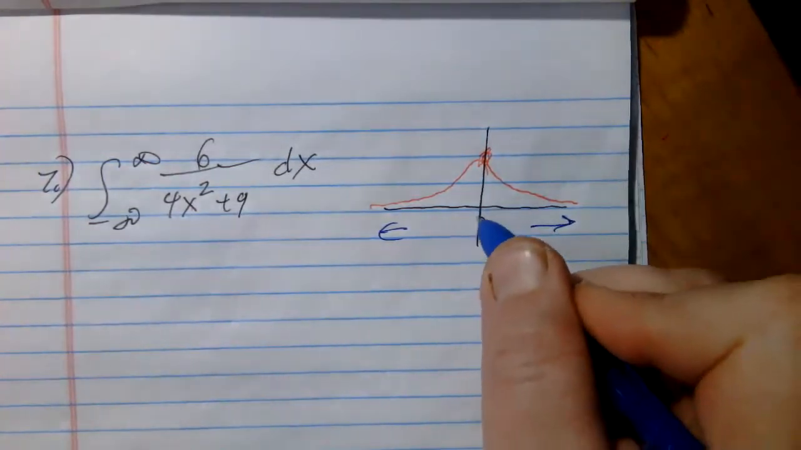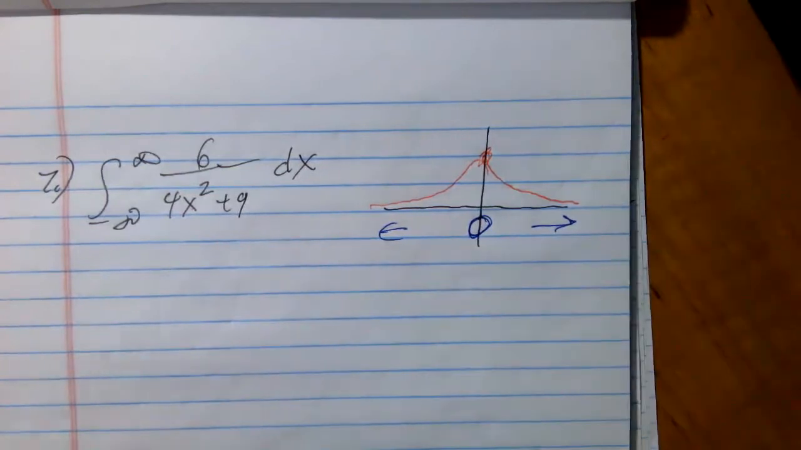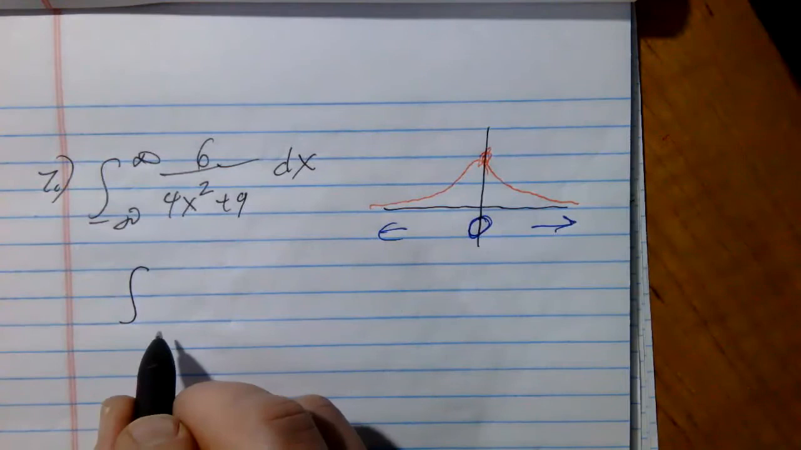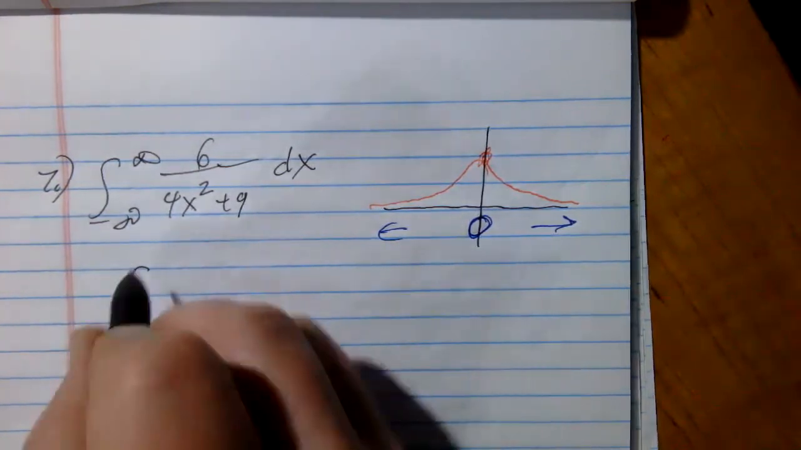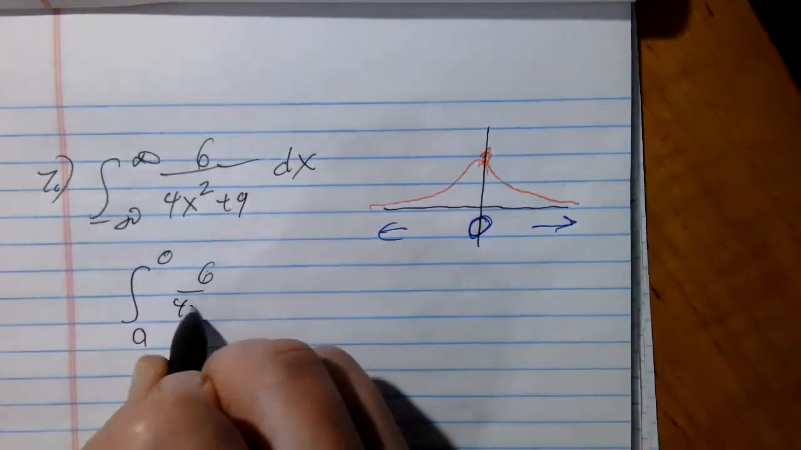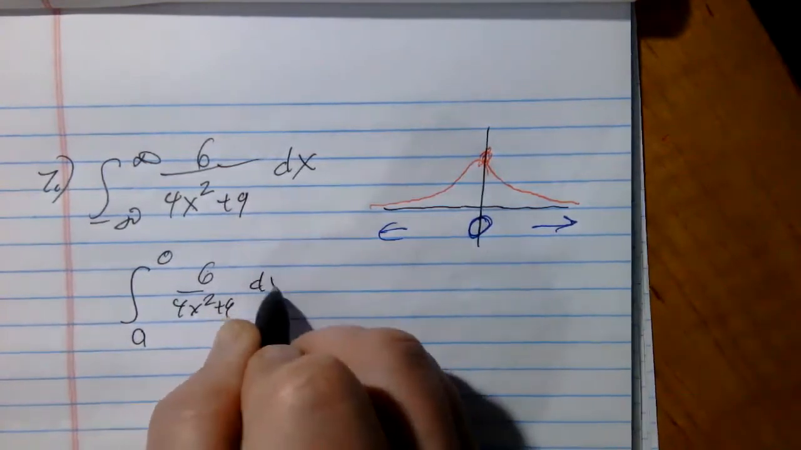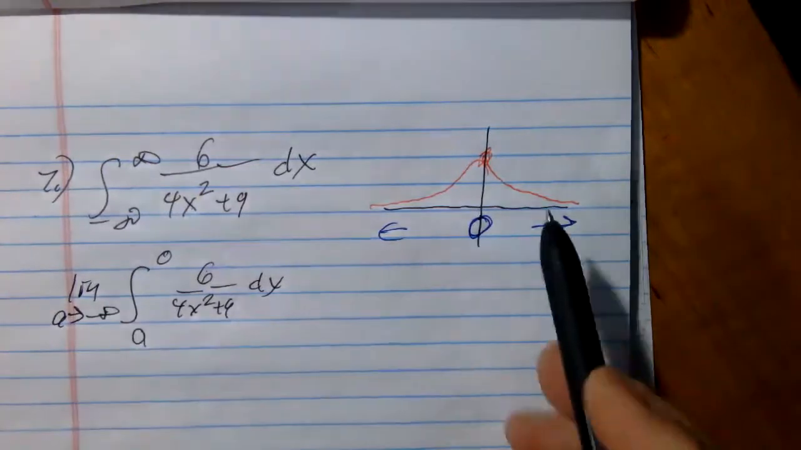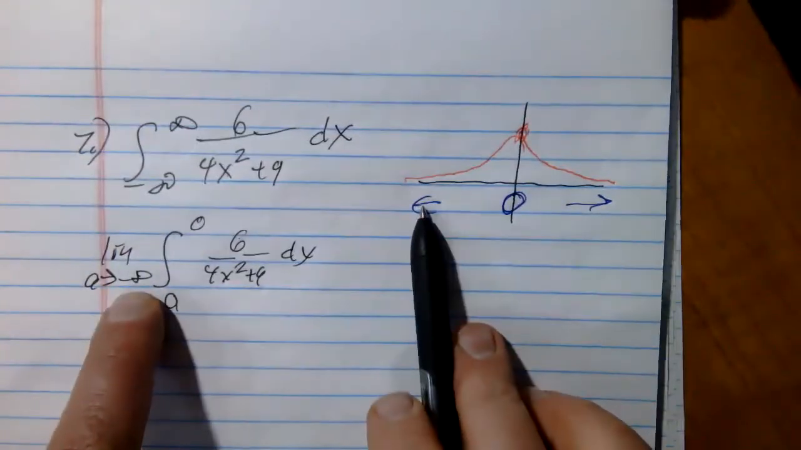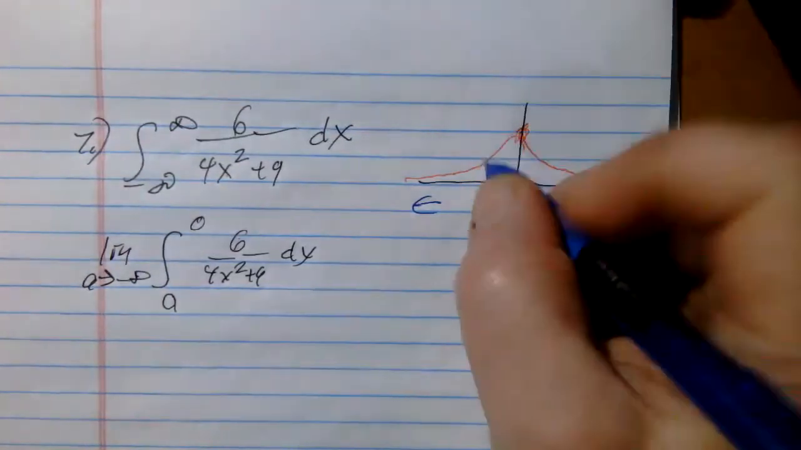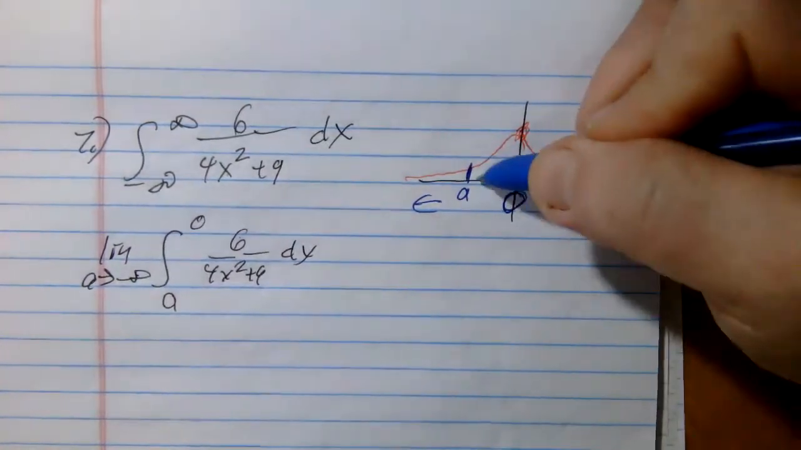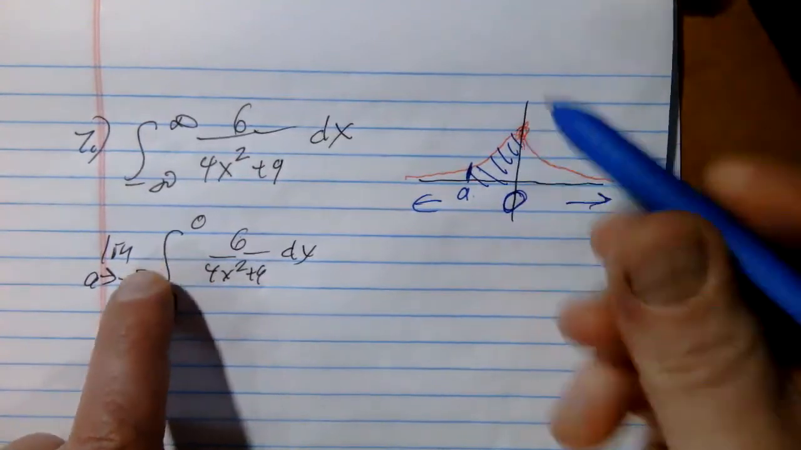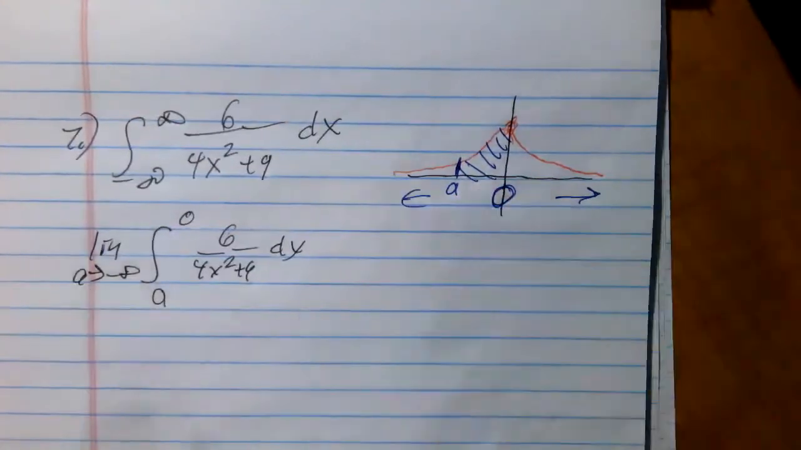This one here definitely lends itself to use 0. So it's almost like two different problems. Think of it as going from my lower limit of a to 0 of this function, 6 over 4x squared plus 9 dx. And then eventually you're going to do the limit as a goes to negative infinity. So what you're really doing is fixing a and going from a to 0, but then eventually a is going to go off to negative infinity.